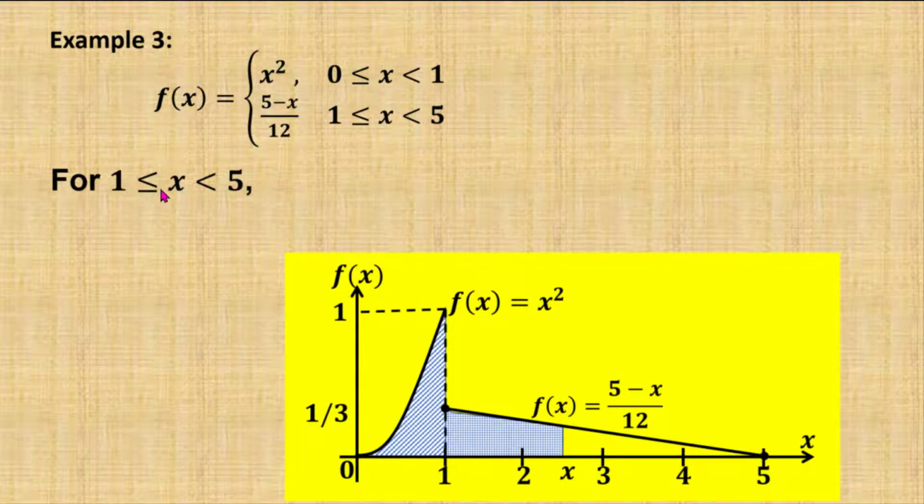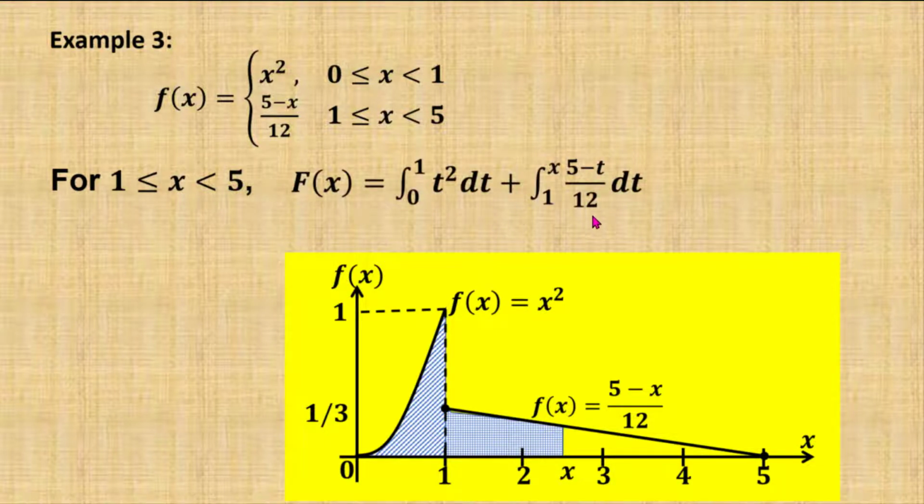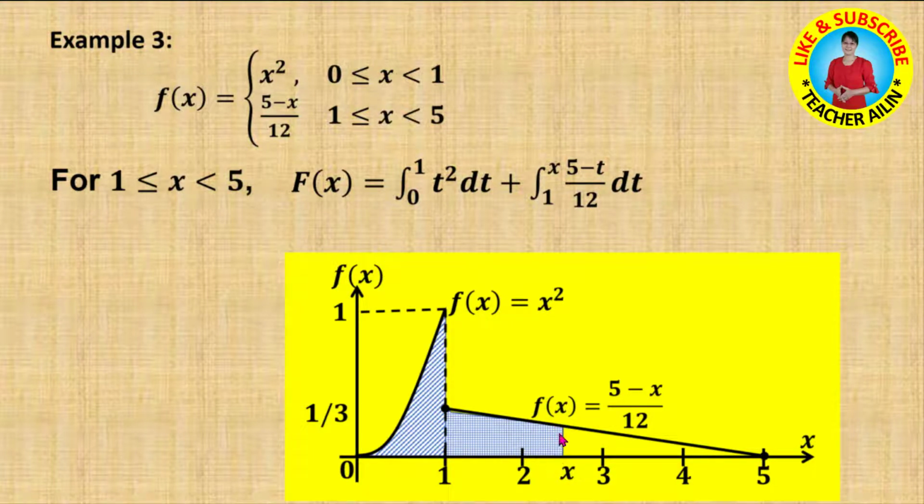When x is in between 1 to 5, the cumulative function f of x is all the area under the curve before the value of x. So when doing the integration, we should separate into two intervals. One is from 0 to 1. Another one is from 1 up to the value of x.